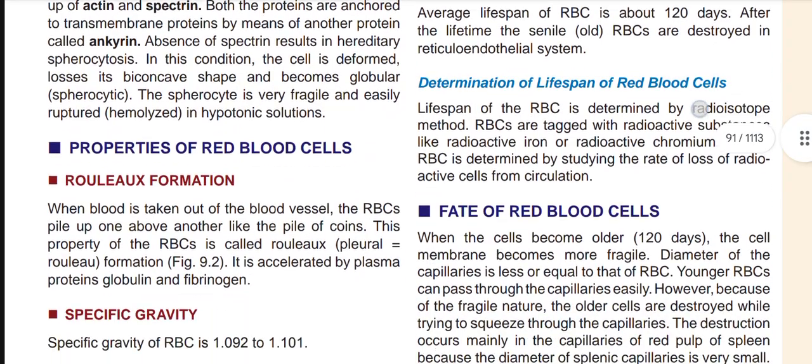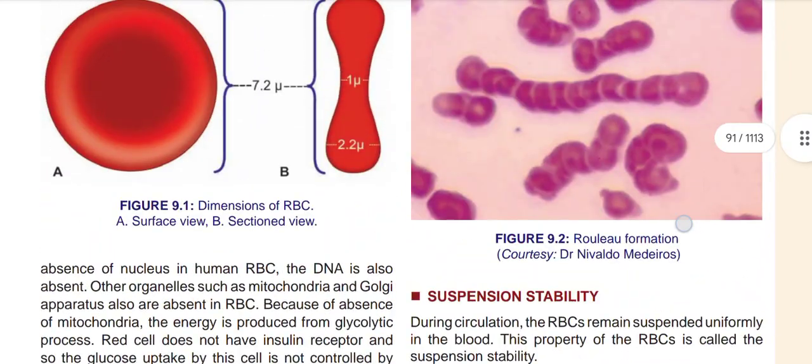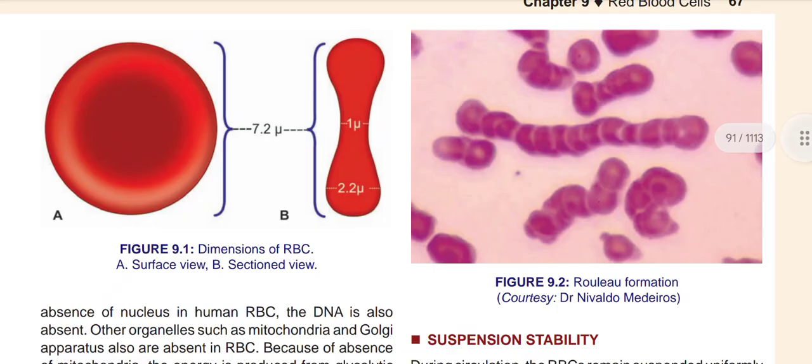Now, properties of red blood cell. Rouleaux formation. When blood is taken out of the blood vessel, the RBCs are piled up one above another like a pile of coins. This property of RBC is called rouleaux or plural rouleaux formation. It is accelerated by plasma proteins, globulin and fibrinogen. This is rouleaux formation. That diagram you can see in figure 9.2.